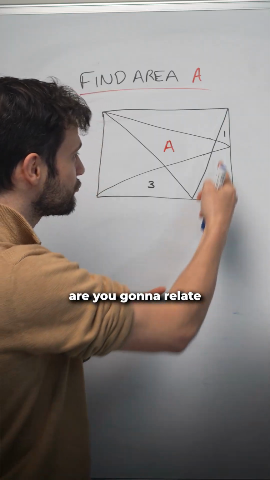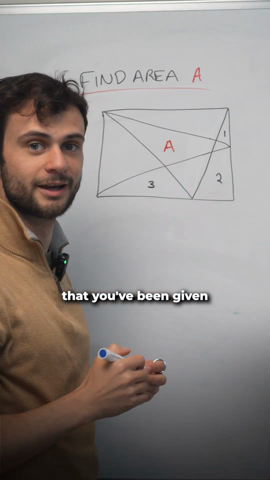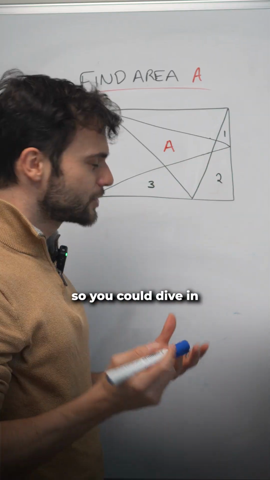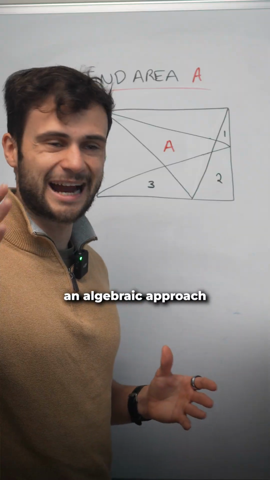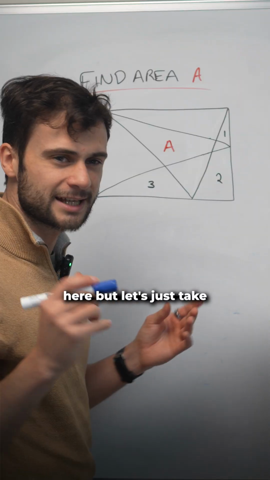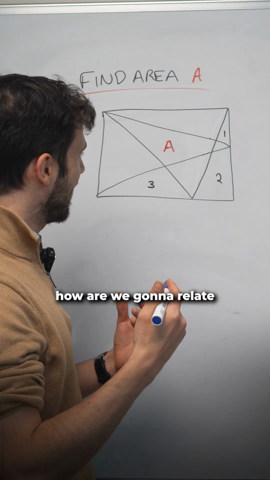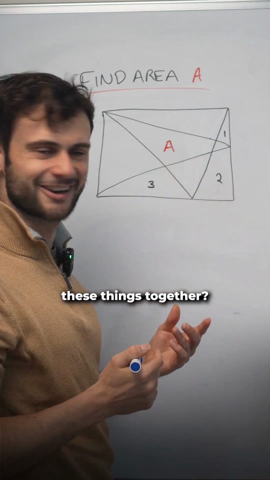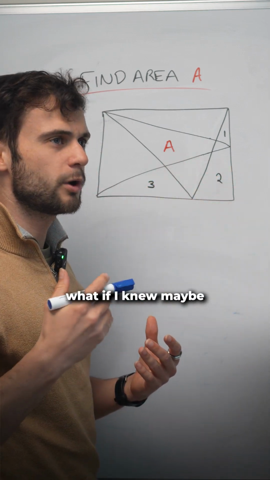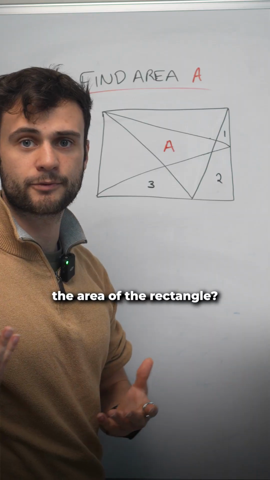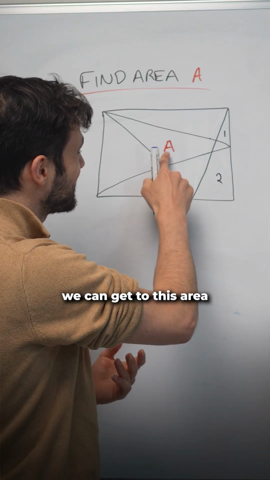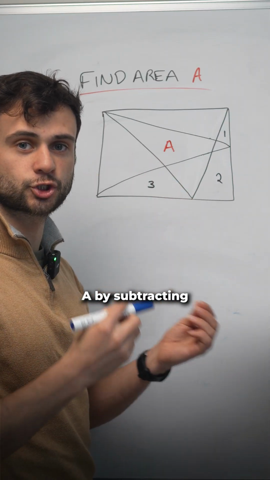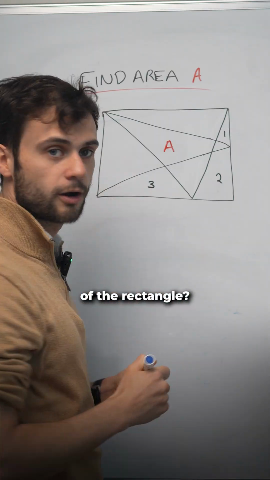So how on earth are you going to relate these areas that you've been given to the area that you're asked to find? So you could dive in straight away with an algebraic approach here. But let's just take a step back for a moment and have a think, how are we going to relate these things together? So often it's useful to think, well, what if I knew maybe the area of the rectangle? Is there a way that we can get to this area A by subtracting other components of the rectangle?